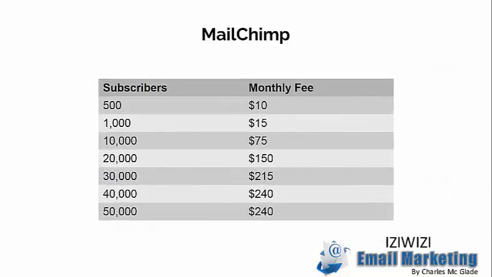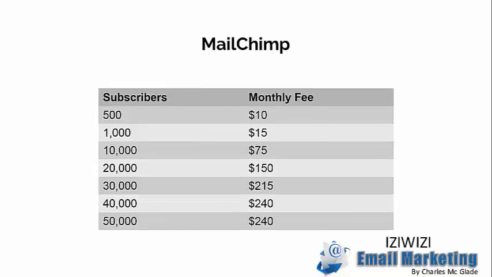Now, here we can see the fees for MailChimp, and you can see that the monthly fee increases in line with the number of subscribers. So if you have 500 subscribers or up to 500 subscribers, then you pay $10 a month, and it goes all the way up to $240 a month if you've got 50,000 subscribers.